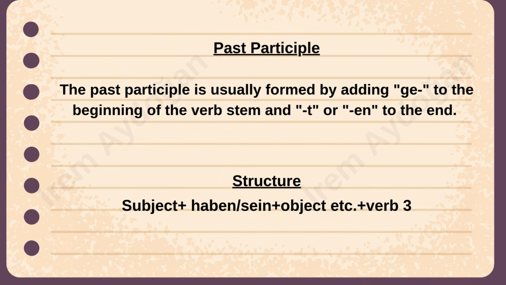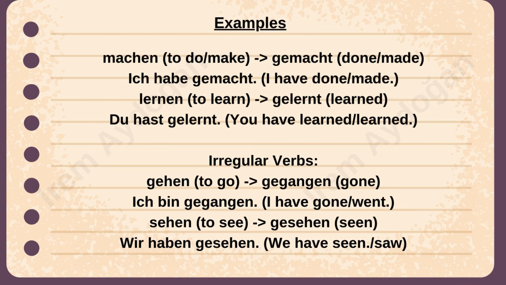And verb 3, the past participle, is usually formed by adding ge to the beginning of the verb stem and t or en to the end. However, there are some irregular verbs that have different forms, but usually we have the past participle form. We can do it like this. Check the examples. Machen, gemacht.